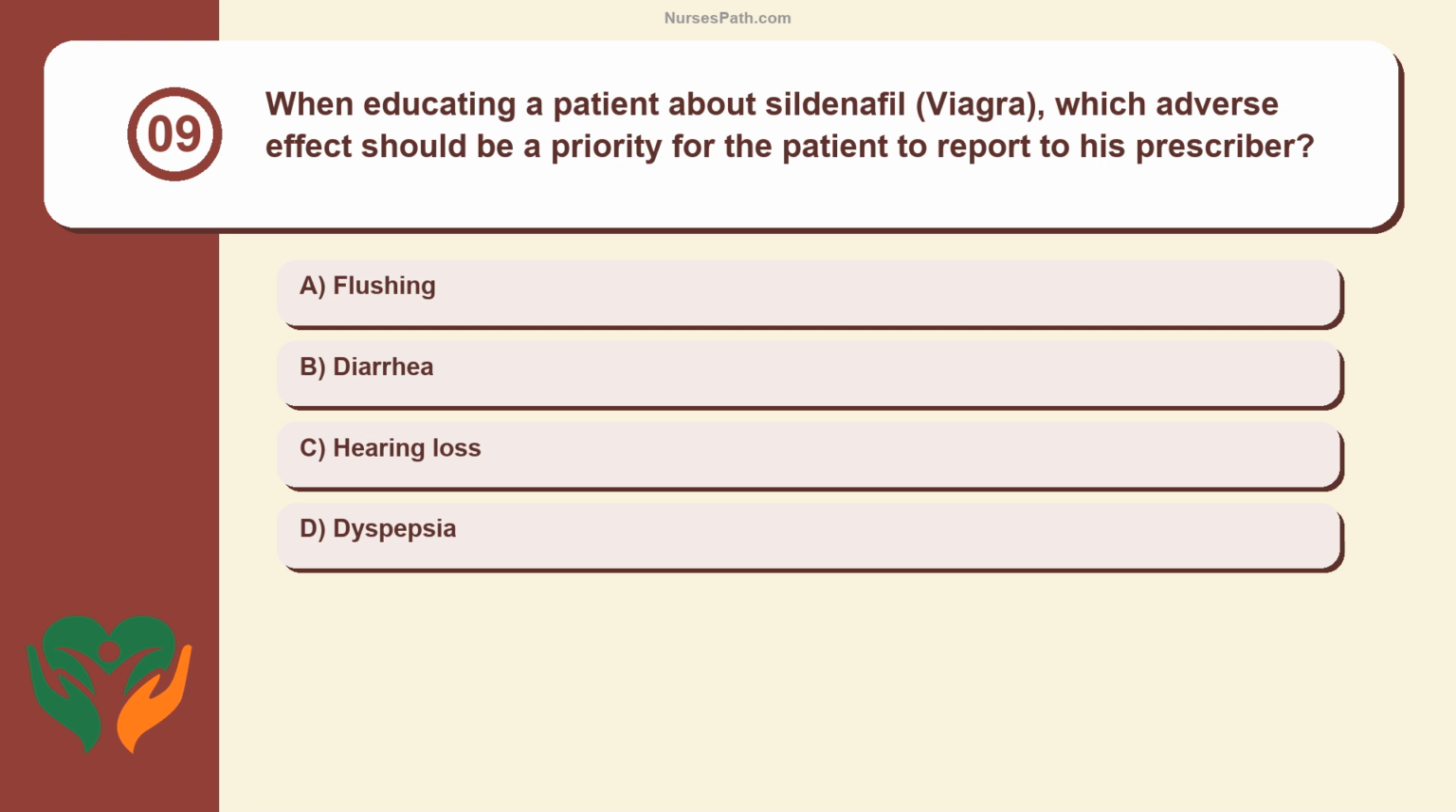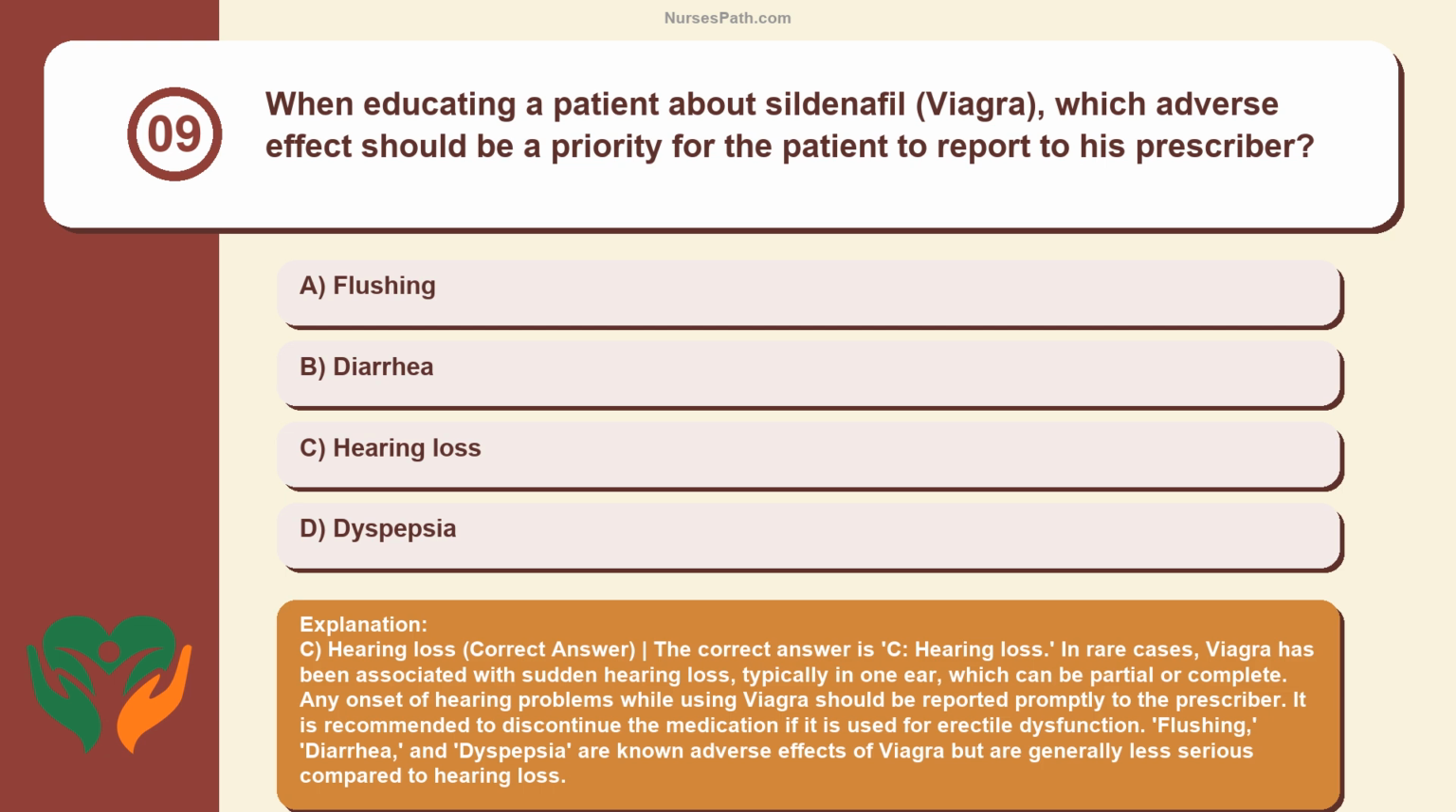Question 9. When educating a patient about sildenafil, Viagra, which adverse effect should be a priority for the patient to report to his prescriber? Flushing, diarrhea, hearing loss, dyspepsia. C. Hearing loss. Correct answer. The correct answer is C.